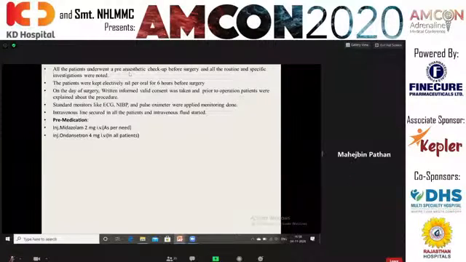All the patients underwent pre-anesthetic checkup before surgery, and all the routine and specific investigations were noted. Patients were kept electively nil per oral for 6 hours before surgeries. On the day of surgery, written informed valid consent was taken, and prior to operation, patients were explained about the procedures. Standard monitors like ECG, NIBP, and pulse oximeter were applied, IV line secured, and pre-medication given, injection midazolam and ondansetron. Next slide.